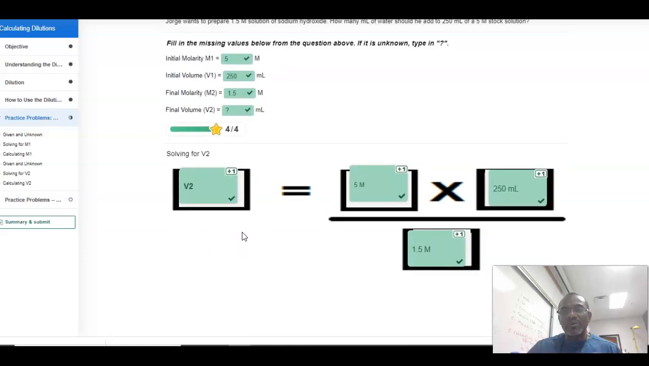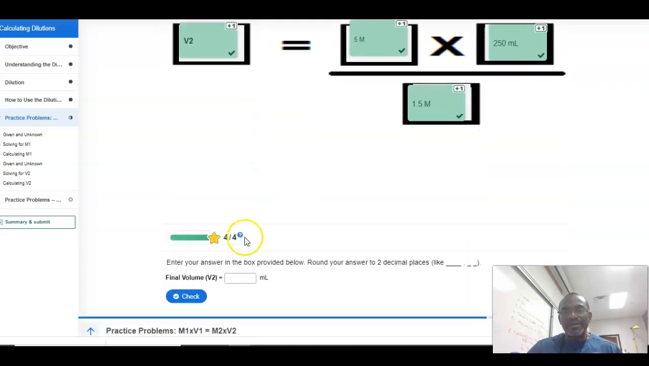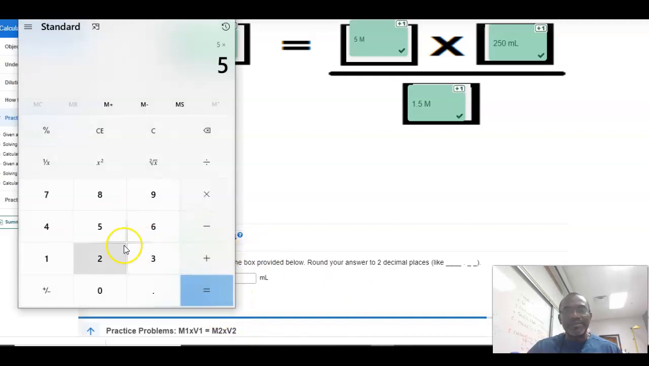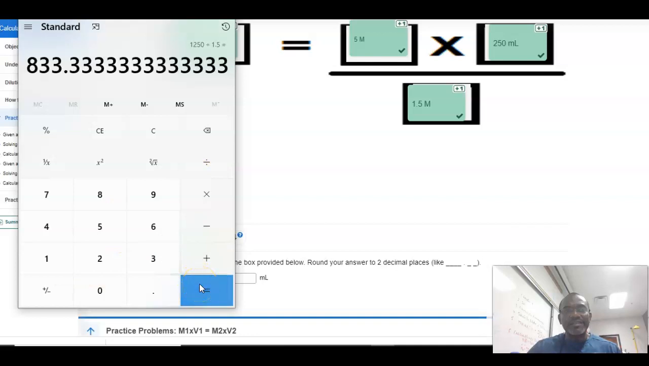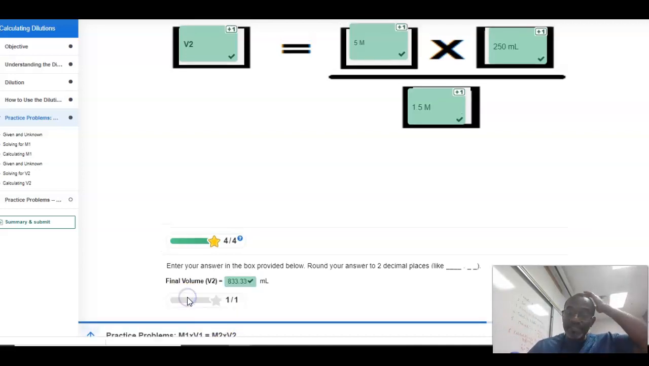Okay, so you're going to use your calculator to multiply those on the top: 5 times 250, divided by 1.5. That'll give you 833.33. So it's going to be 833.33, because it asks you to round your answer to 2 decimal places. So that will mean it's correct.